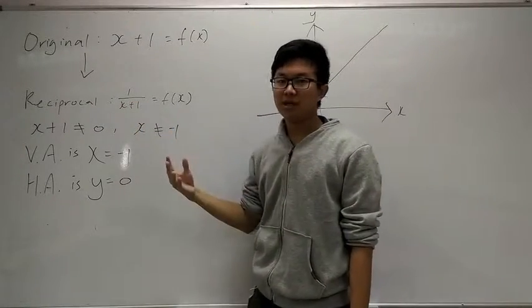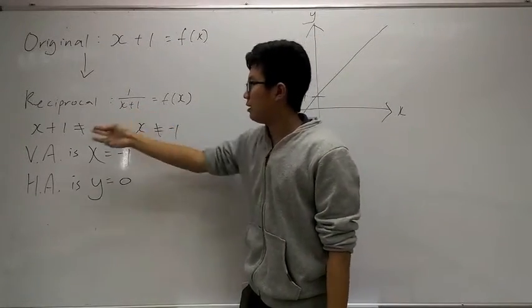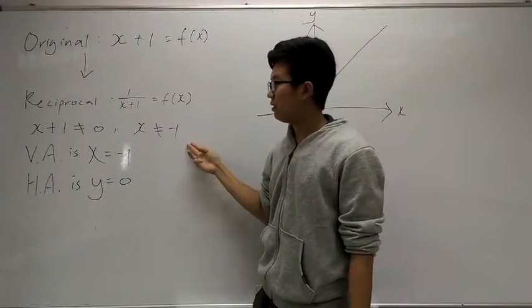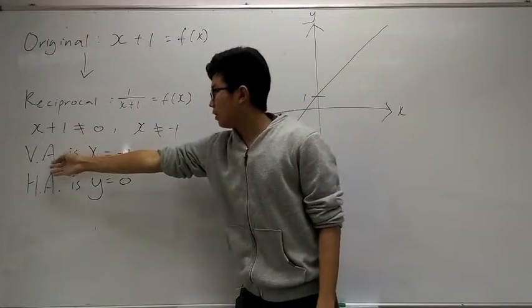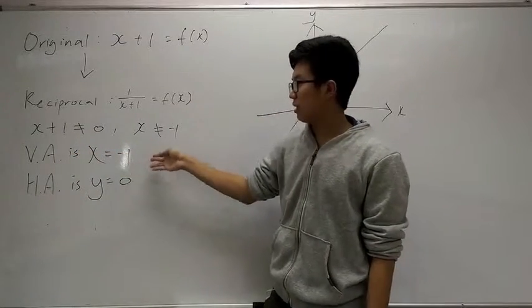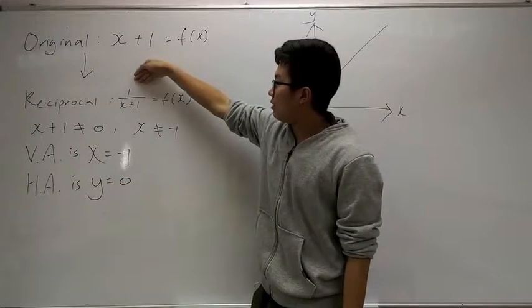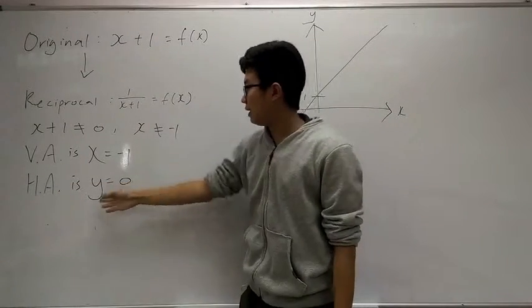We know that the denominator can never be 0, so x + 1 cannot be 0. So x cannot be -1. And therefore we know that the vertical asymptote is x = -1. For the horizontal asymptote, we also know that 1 can never be 0, so y can never be 0.